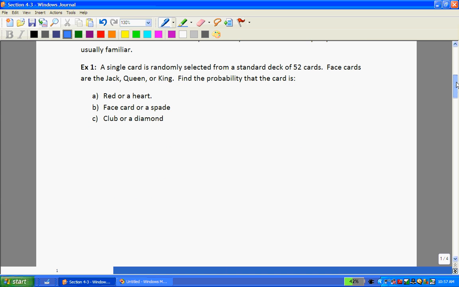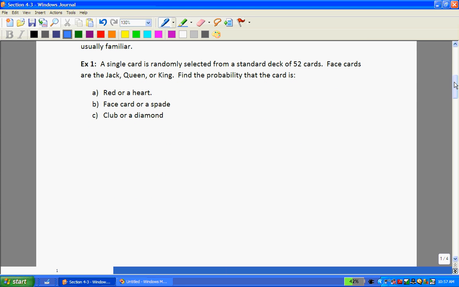To understand how to calculate OR probabilities, let's start with a sample space that is usually familiar. Example 1. A single card is randomly selected from a standard deck of 52 cards. Face cards are the Jack, Queen, or King, not the Ace. Face cards are the ones that actually have a picture of a person on them. We're not talking about the Joker. So King, Queen, and the Jack. Sometimes we think of high cards and we throw in the Ace, so just be careful with that. A face card does not include the Ace. And we want to find the following probabilities.